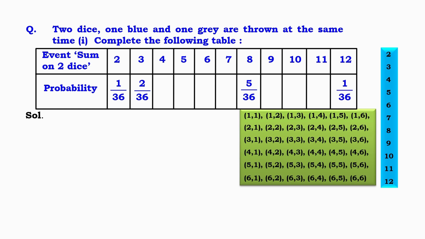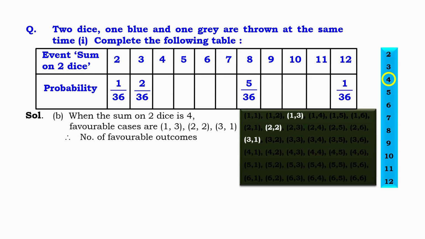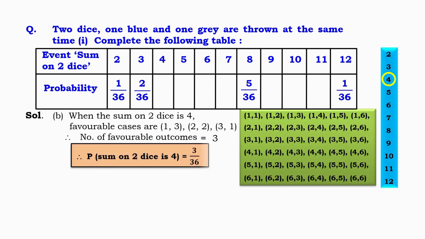Now coming to the sum on two dice being 4. Okay. Take a look at when we will get 4 as the sum of two dice. That is 1 3, 2 2 and 3 1. So the favorable cases are 1 3, 2 2 and 3 1. So the number of favorable outcomes is 3 over here. So the probability of the sum on two dice being 4 is equal to 3 by 36. If you make it in the lowest form, that will be 1 by 12. You can keep it as it is also. That will not be a problem.